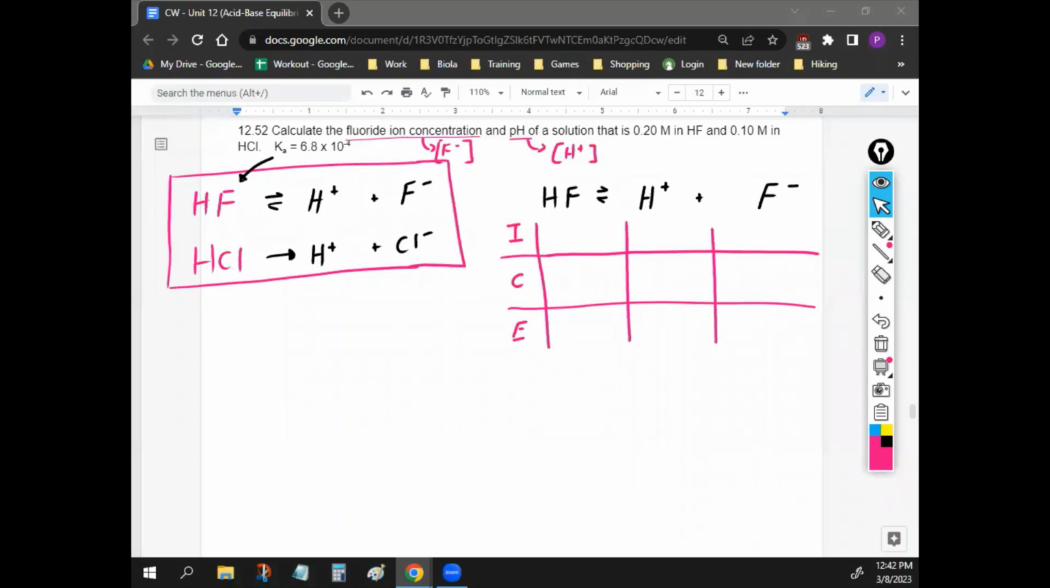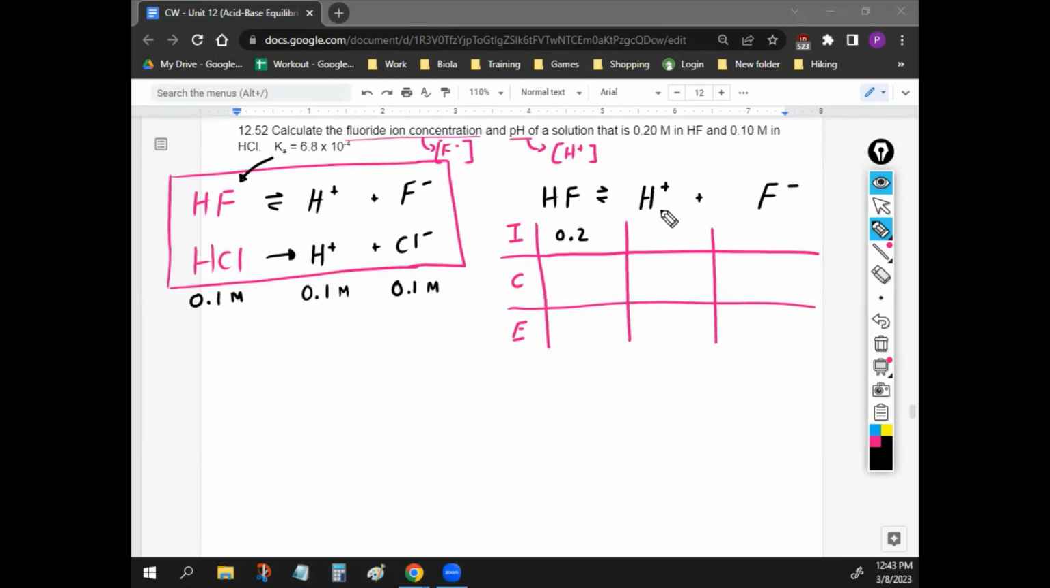Okay, so let's start with HF. So what's the initial concentration of HF? Yeah, 0.2 right here. Okay, now we're going to go through the rest of them. So if you take a look at H plus, is this value 0 like normal? No, it's not going to be 0 because there is another compound in there that fully dissociates, right? That's going to be HCl. Now, if you take a look at HCl, it's 0.1 molarity. So if it has complete dissociation, that means we're going to have 0.1 molarity for H plus and 0.1 molarity for Cl minus. Does that make sense?